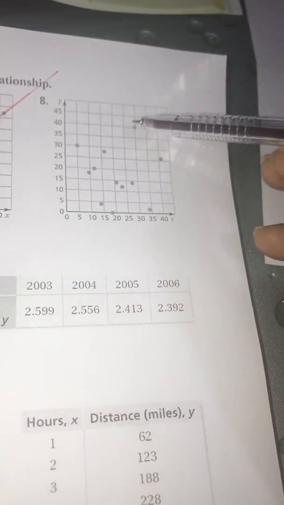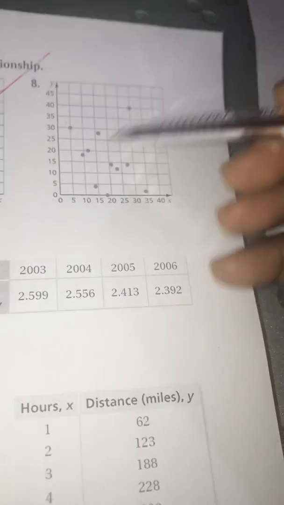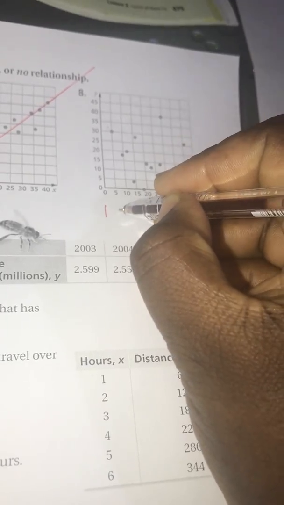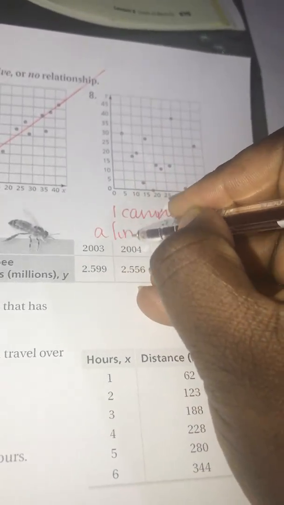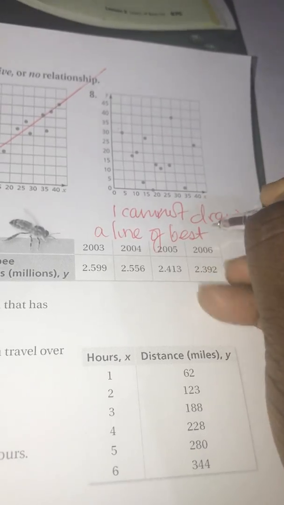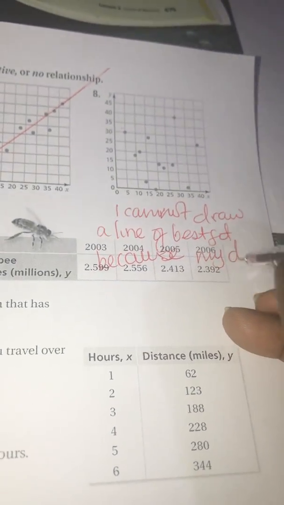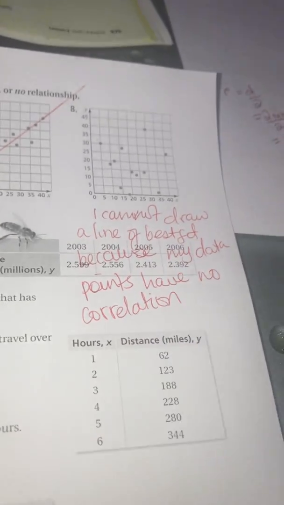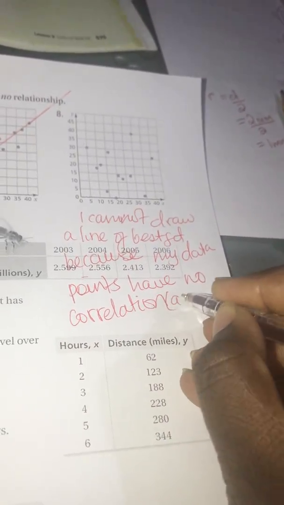Now, why can't I draw with this one? Because there is no correlation over here. My dots are everywhere. They don't form a pattern, okay? So I cannot draw for this one because there is no correlation. I will write that: I cannot draw a line of best fit because my data points have no correlation, or no association. Another word for correlation is association.